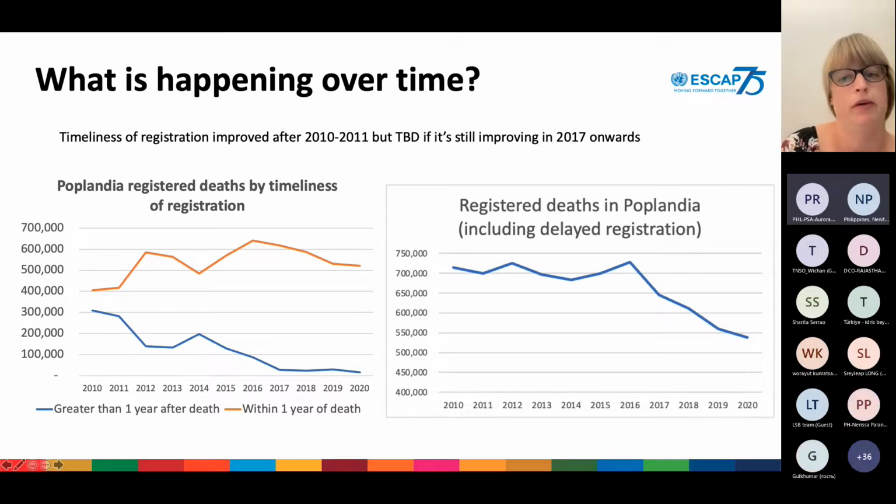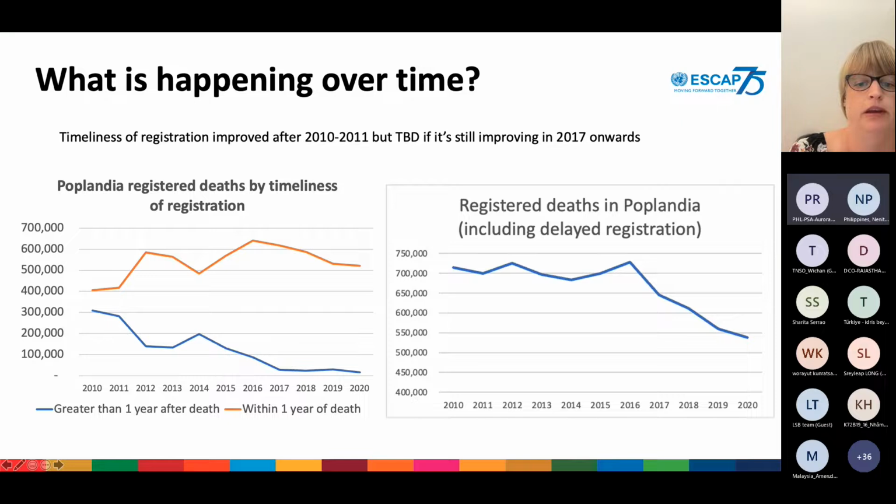One way we might want to do that, we can also think about how the delay of registration might impact some of these things. If you looked at 2010, for example, I wouldn't say 50-50, but more deaths were registered within a year. They were doing decently well. But there was a large number of deaths that took more than a year to register. There was definitely a delay in registration. But then over time, that started to improve, which is good. So it looks like timeliness of registration was improving in this country.